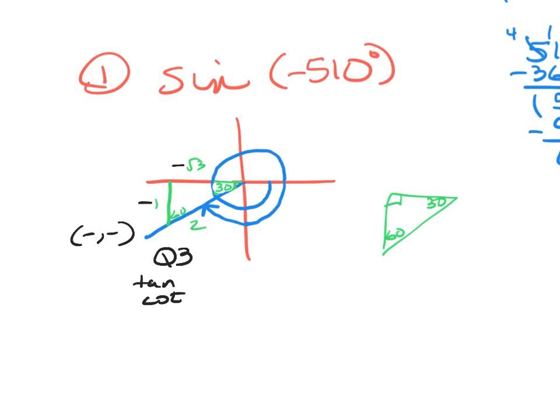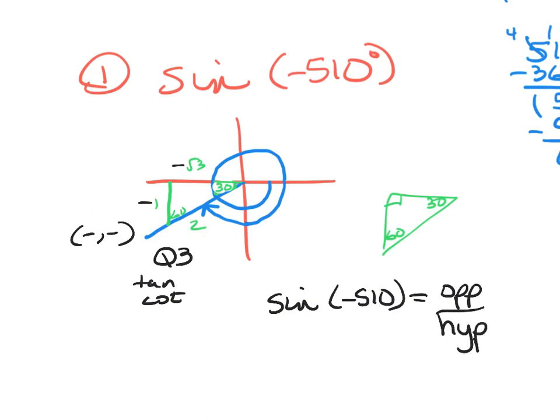So for sine, this is where I'm going to use my SOHCAHTOA. For sine of negative 510, I'm doing opposite over hypotenuse. The side opposite is going to be negative 1, and my hypotenuse is 2. If you just want to work with it as the 1, 2, root 3, and then put it in as 1/2, and just know that sine in the third quadrant is negative, you can just put the negative sign there.